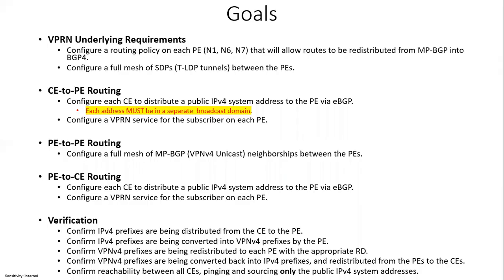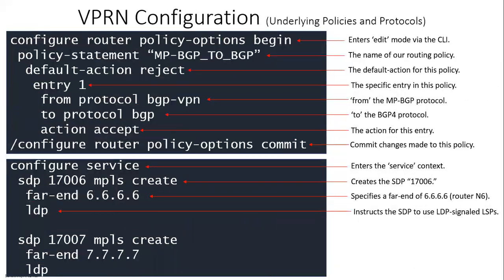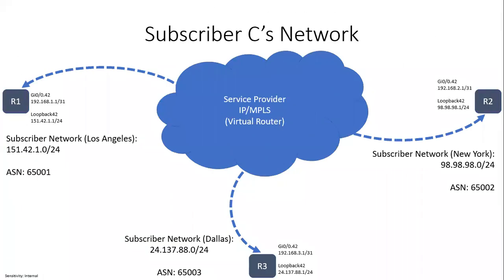So that essentially means that we've accomplished our task of allowing all three of these subscribers' broadcast domains, the 151 network in LA, the 24 network in Dallas, and the 98 network in New York, to reach each other. We've interconnected them, and we've provided a way for these three broadcast domains to route traffic in between themselves. So our VPRN is successful at this point.